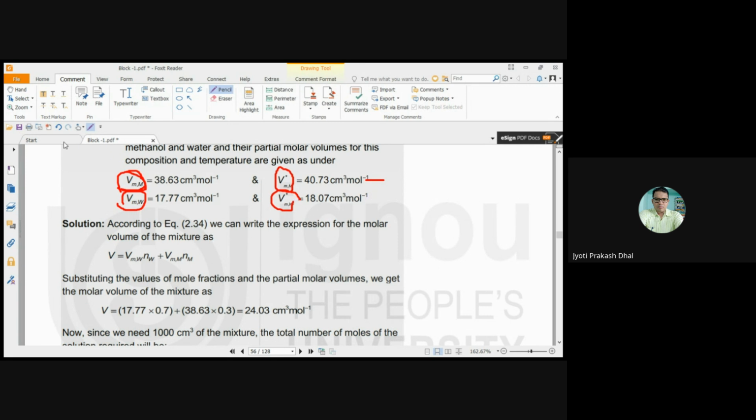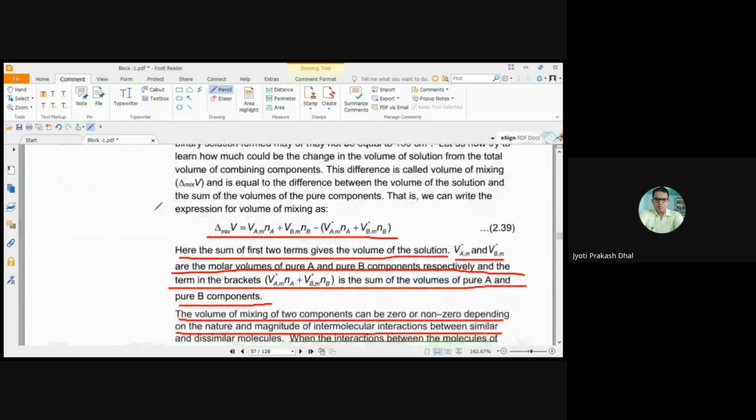V_MW* is the molar volume of pure water, and V_MM* is the molar volume of pure methanol. And here V_MM is the molar volume of methanol in the solution, and V_MW is the molar volume of water in the solution. We can solve the equation also.